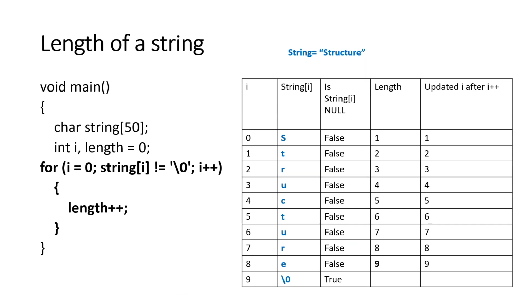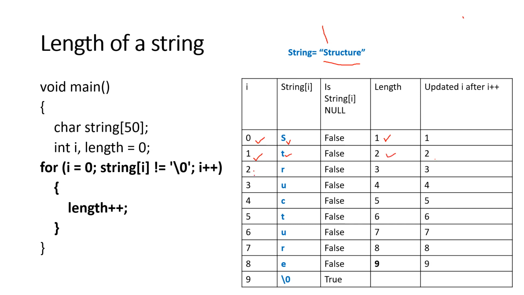The length of the string. I don't know the number of characters in the string. I will take for example structure as my string. To find out the length, I have to start from the 0th index, I value 0. Is it null? No. Now, current temporary intermediate length is 1. Update the value of I to 1. The next character t, which is not null, length is 2, I value is 2.